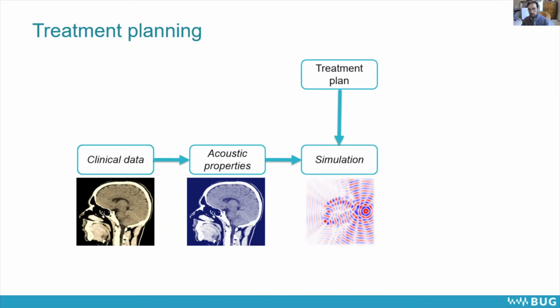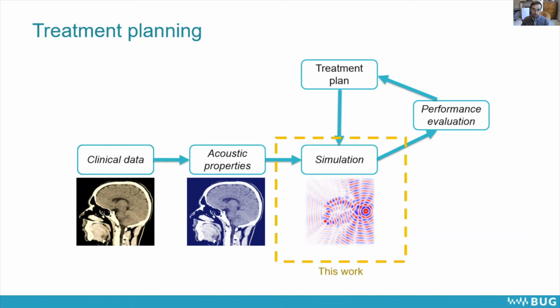Then we keep iterating those simulations over and over, and we check each time the performance of the simulation, until we get the required accuracy. So until, for example, we focus at the right place, or we don't put too much acoustic energy somewhere else. The work that I'm going to talk about today deals with this simulation part. And the reasons why we want to use deep learning for simulation can vary.